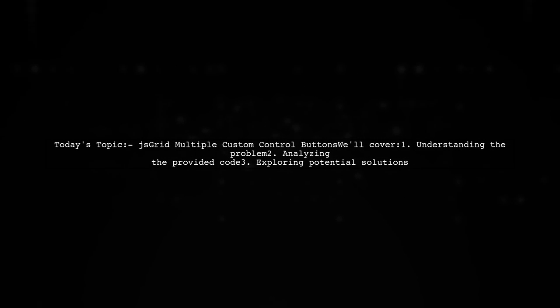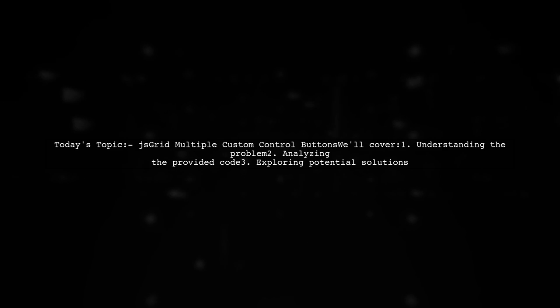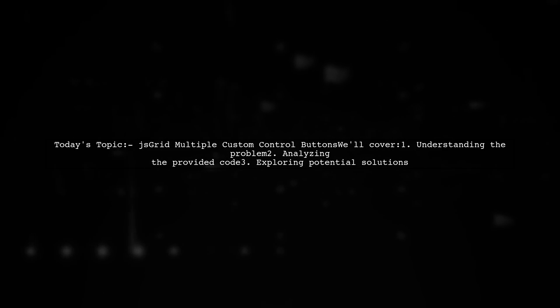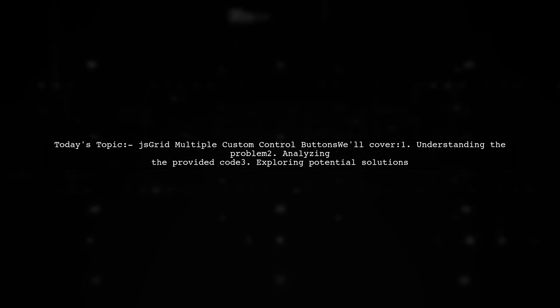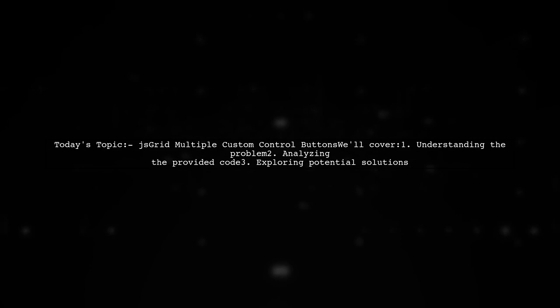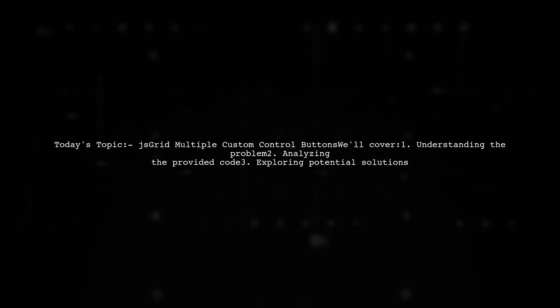Today, we're tackling a question that many developers encounter while working with jsGrid. Our viewer wants to know how to add multiple custom control buttons to their grid, specifically ensuring that both edit and delete buttons are visible in every row.